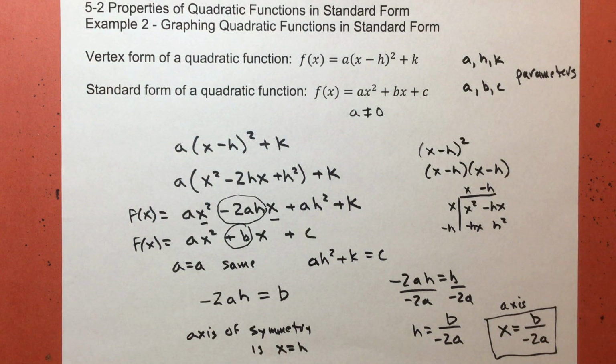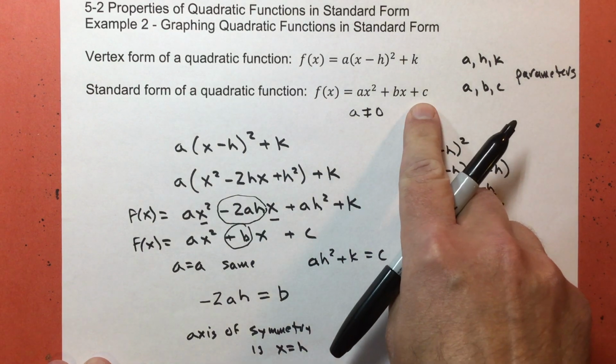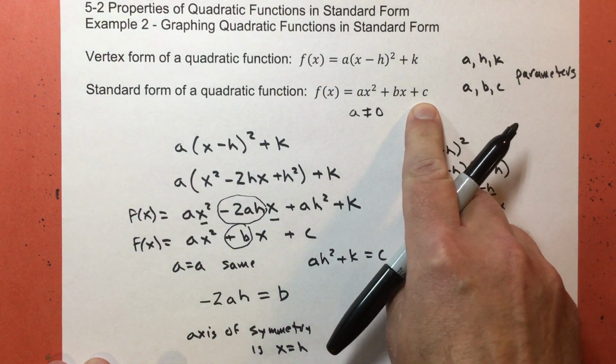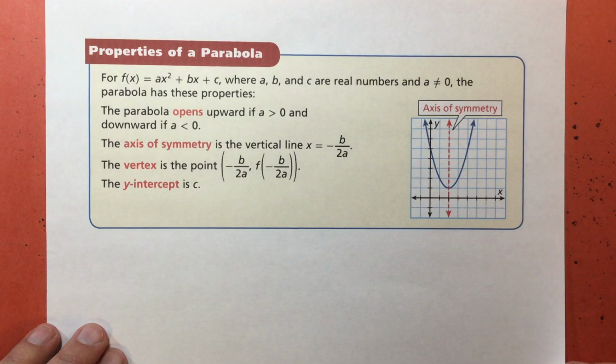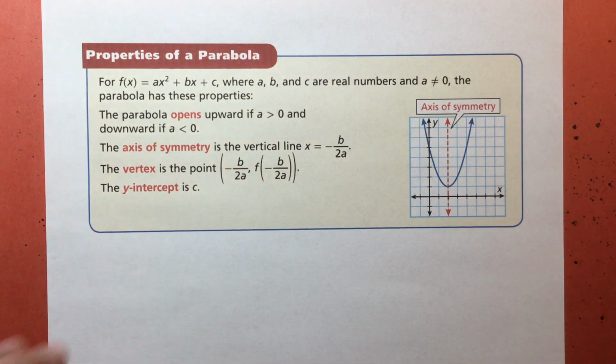So if I have standard form and I know what a and b are, I can figure out the axis of symmetry. The c doesn't affect the axis of symmetry. The c is actually the y-intercept, and we'll get to that in a little bit. So let's summarize what we just learned here. And this is a lot. This video is going to be a little bit longer, okay?